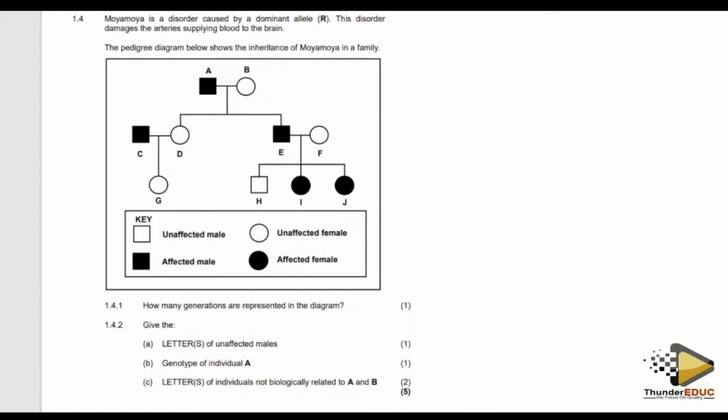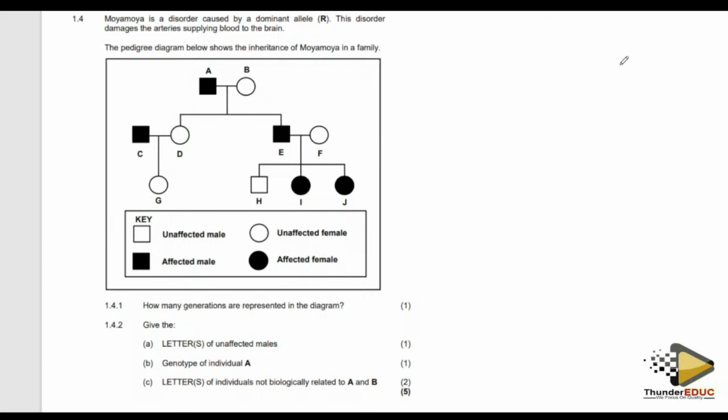A pedigree. Remember, in this pedigree you have different styles. A question can come when this pedigree is sex-linked. It can come when this pedigree is non-sex-linked. So you have to take note of the following before you answer any question concerning a pedigree. It can be sex-linked. It can be non-sex-linked.